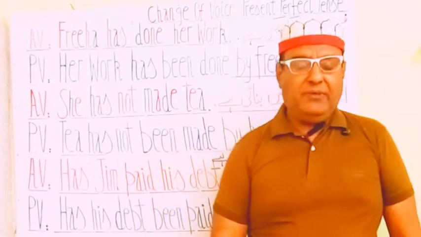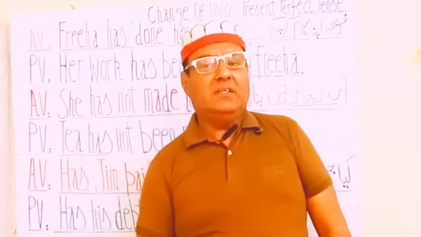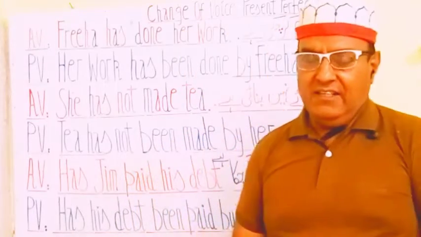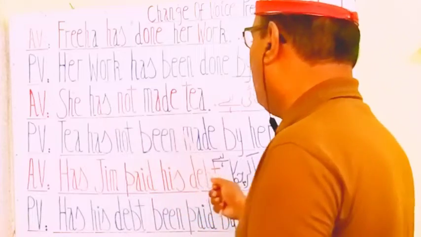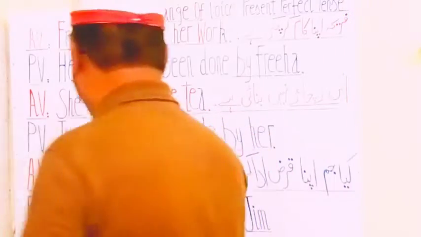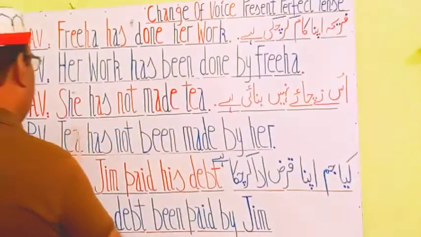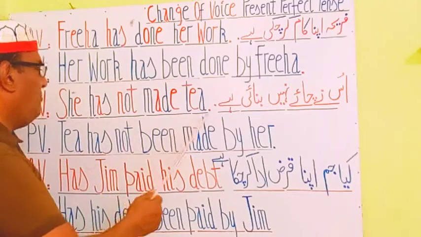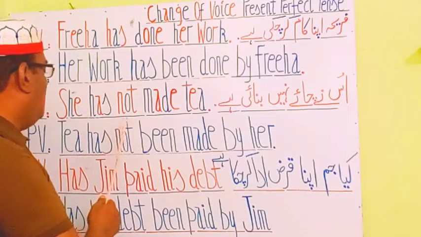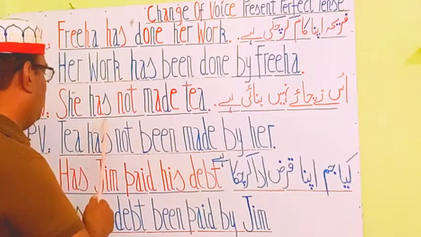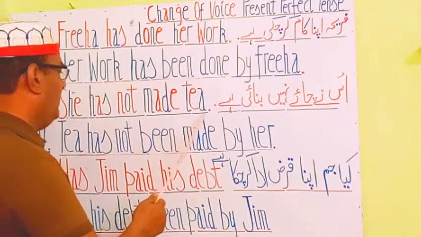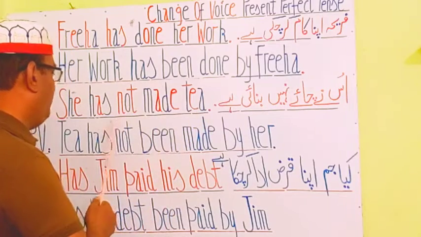This is the new statement. Let's see the next sentence in active voice and read it out. Here see, the next one is she has not made tea. This is an active sense. This is the present perfect tense. It shows that the work has been completed in the same period, in the same time.